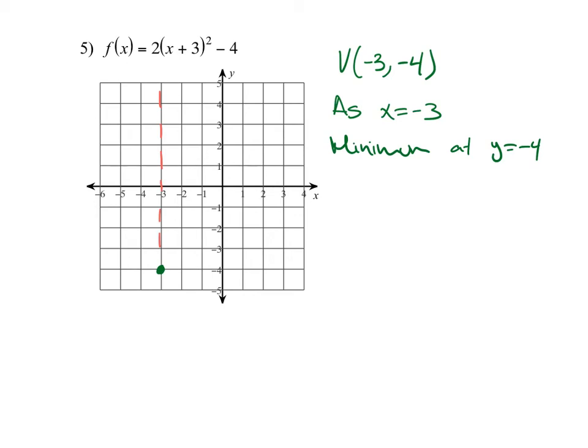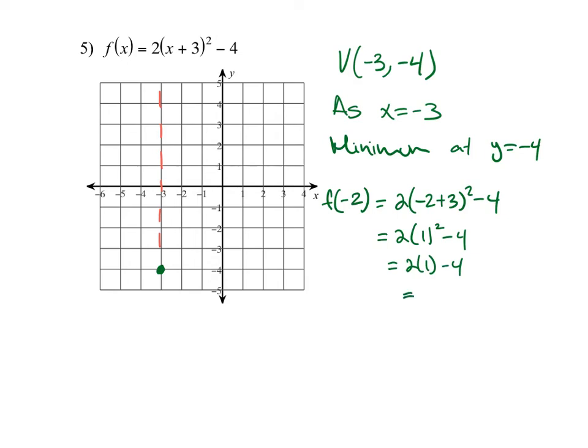All right, so I'm going to find f of negative 2 equals 2 times (negative 2 plus 3) squared minus 4. The order of operations here is very important. So first of all, I'm going to add inside, so 1 squared. Then I'm going to square, so 1 squared equals 1. Then I'm going to multiply. 2 times 1 is 2, minus 4, so negative 2. So I have the point negative 2, negative 2. So negative 2 is this point right here.